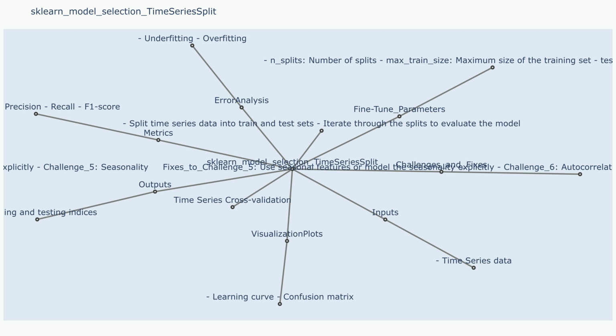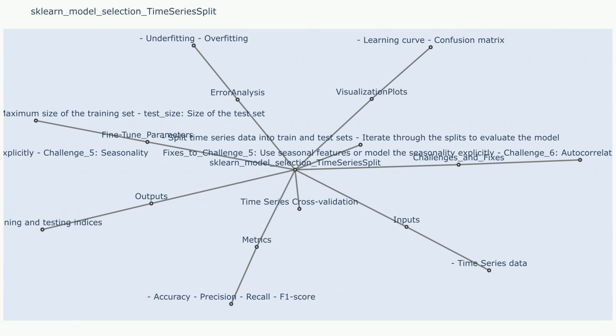sklearn, model selection, TimeSeriesSplit. Description: TimeSeriesSplit is a cross-validation object designed specifically for time series data, where data points are ordered chronologically.